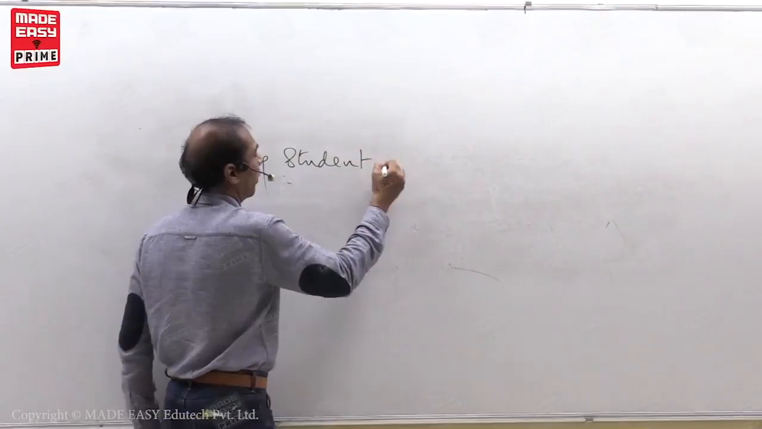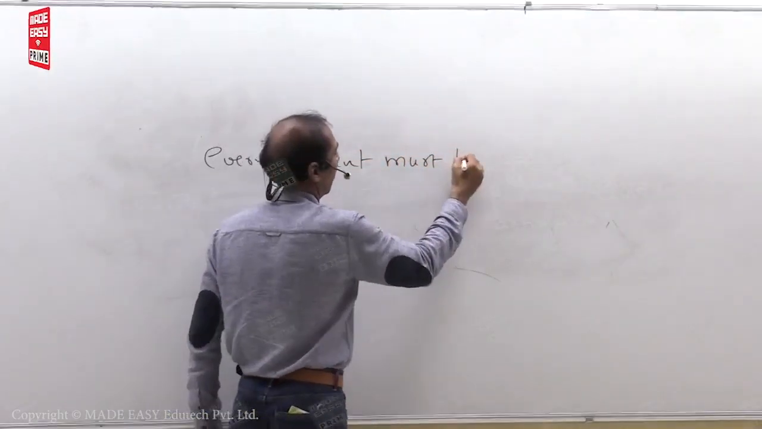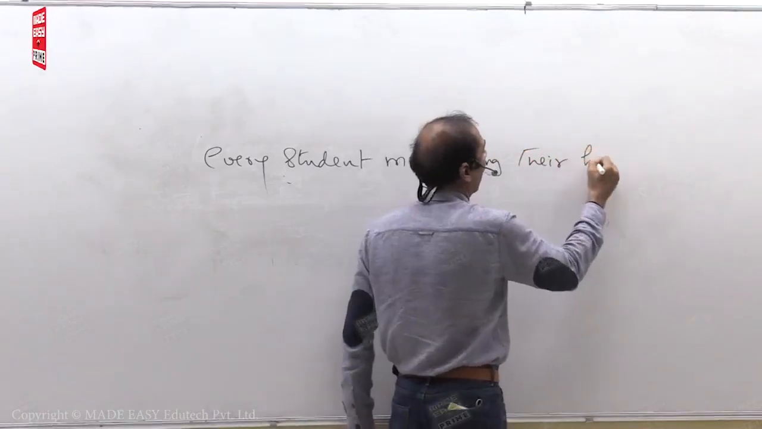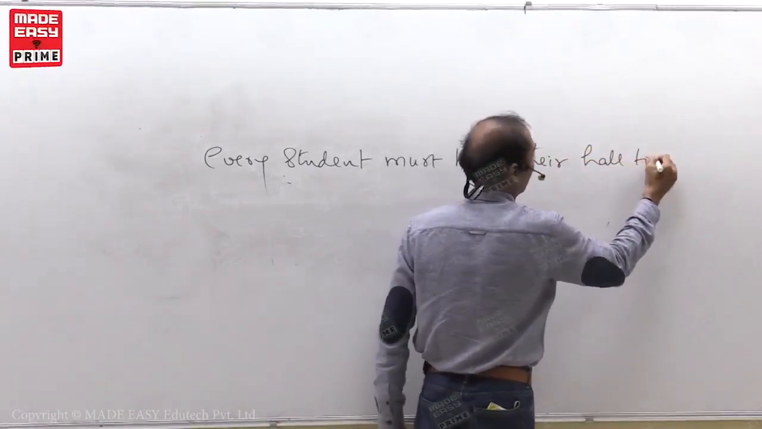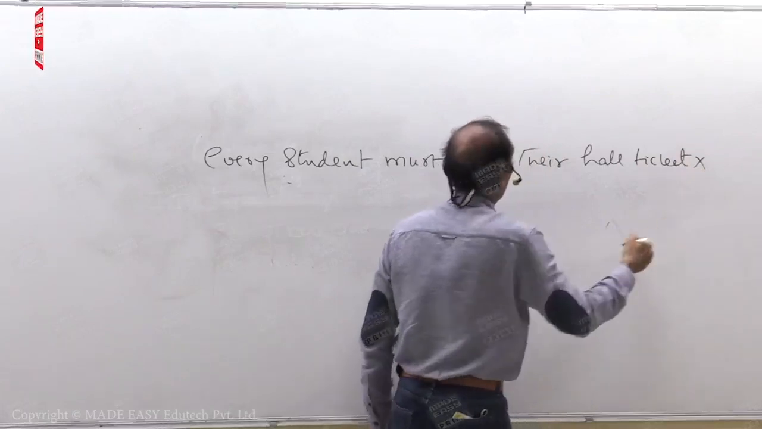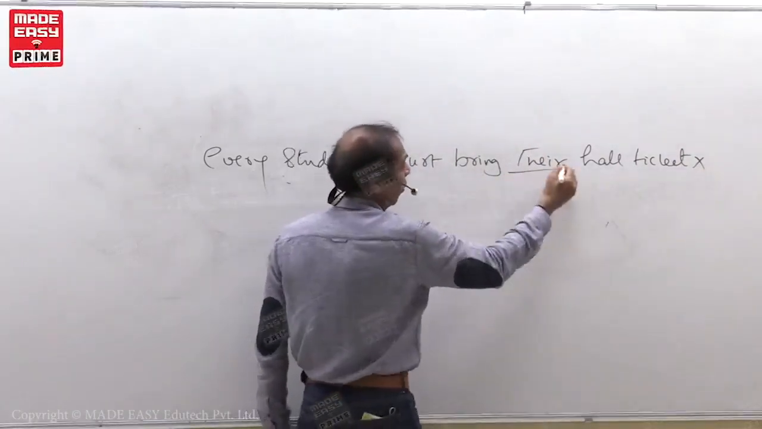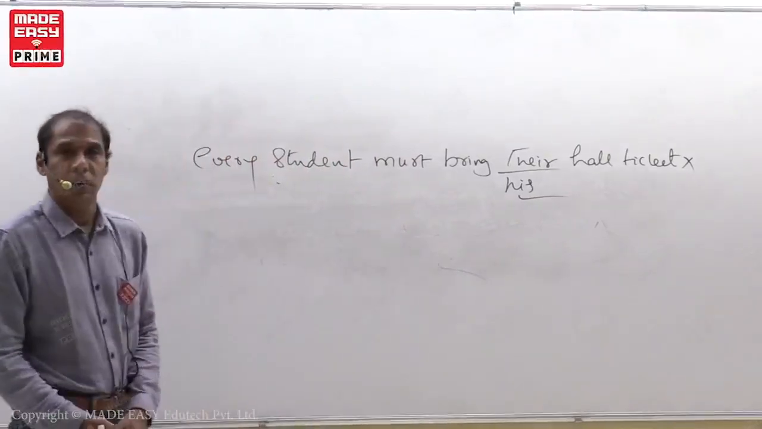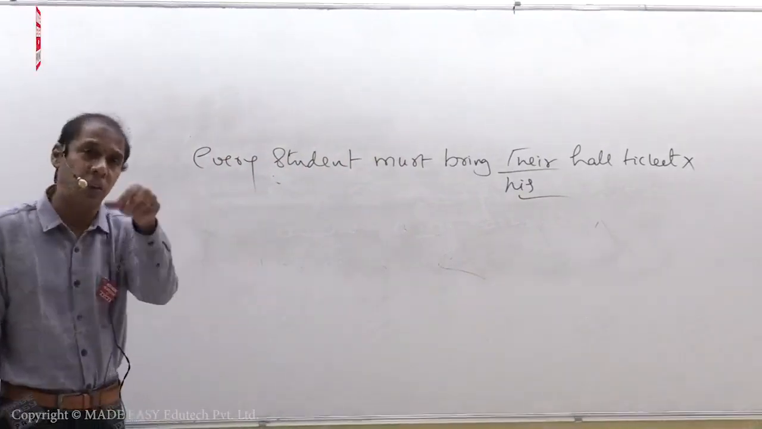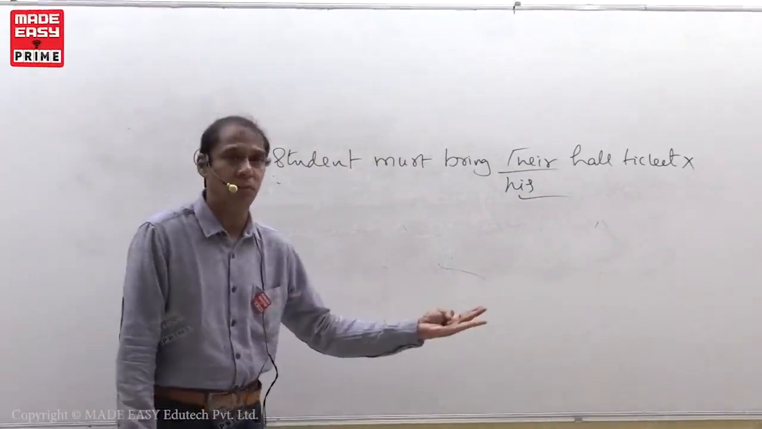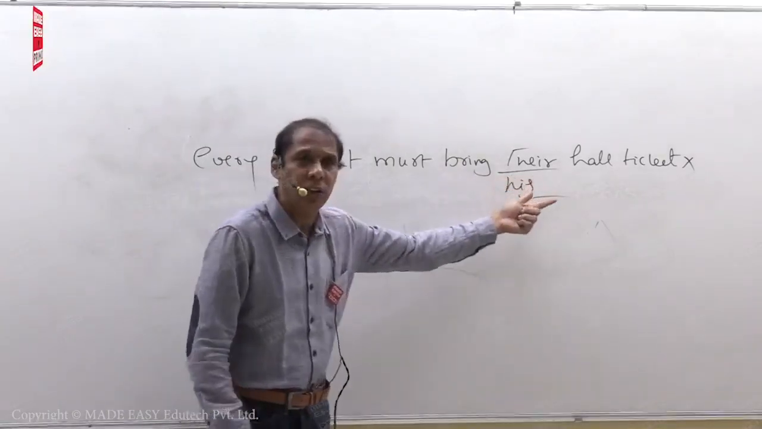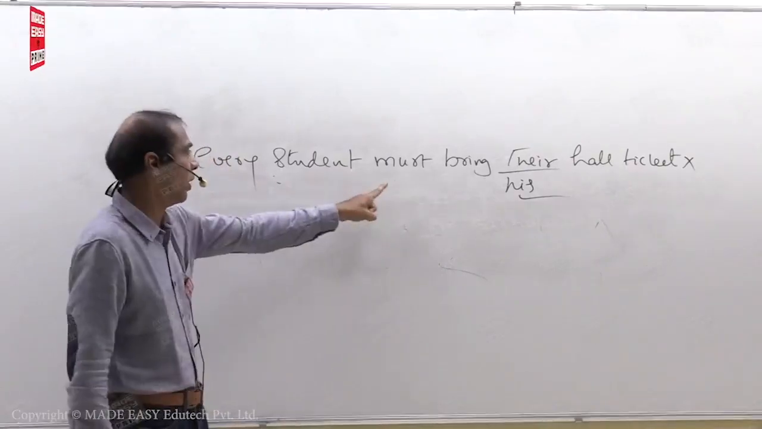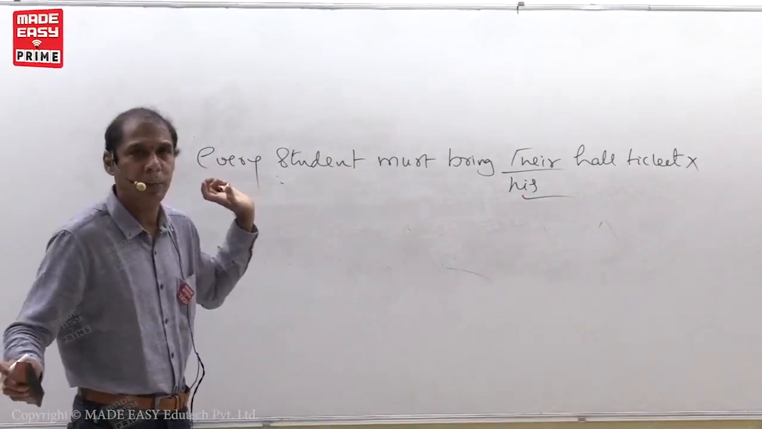Every student must bring their hall ticket. Now this is pronoun. In the case of pronoun, don't use in plural form. Use in singular form. Similarly, in the case of reflexive pronoun also, not themselves. Suppose if reflexive pronoun is given, themselves, that is wrong. Then you have to say himself. Every student must bring his hall ticket. Right?